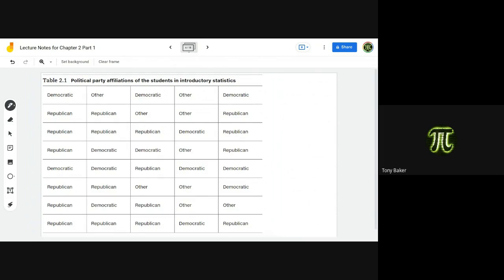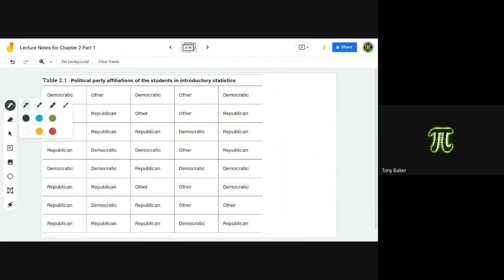Any problems with the way he did this? Ask the question. Reinforces the belief that there's only two parties, but that's okay. More stuff to bug your political science teacher about.